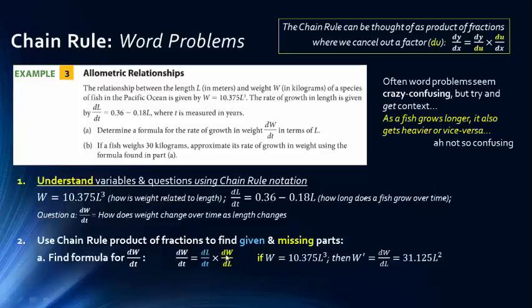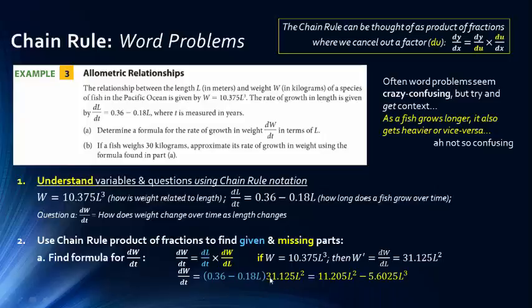We need a dW up top because that's what we're looking for. And we need to get rid of this dL because we don't need that anymore. We have the dt in the bottom, so we're looking for dW/dL. Hey, look, the original equation gives us W in terms of L. So this is a very easy derivative to find. They gave us the derivative for dL/dt. All we have to do is find the derivative for dW/dL. Well, if W equals this formula, then W prime, which is dW/dL, is simply 3 times 10.375 L squared. Hey, that wasn't so bad.